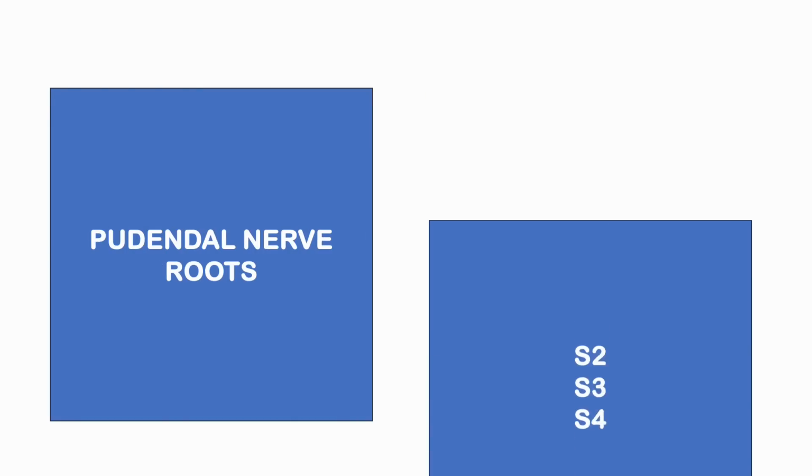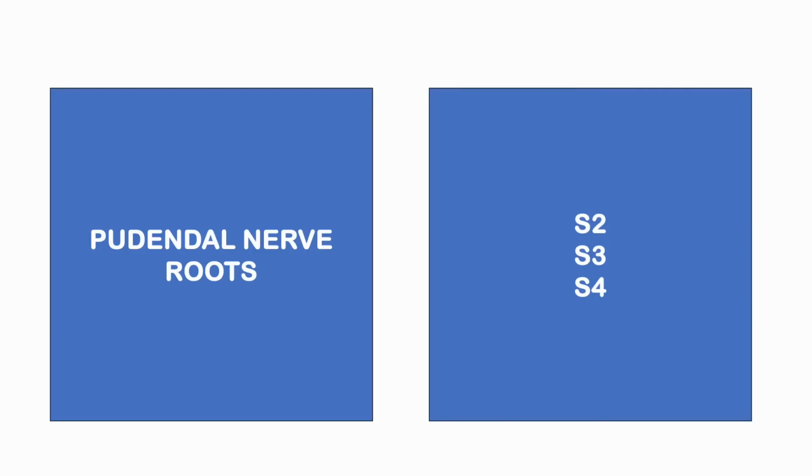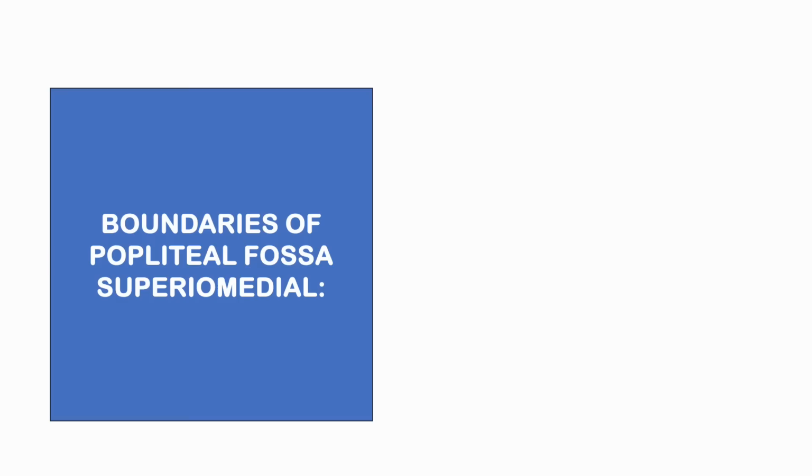Pudendal nerve roots are S2, 3, 4. So pudendal nerve S2, 3, 4 keeps 3 P's of the floor. That is pee, poo, and penis. So it constricts your anal sphincter, constricts your urethral sphincter, and helps in erection.